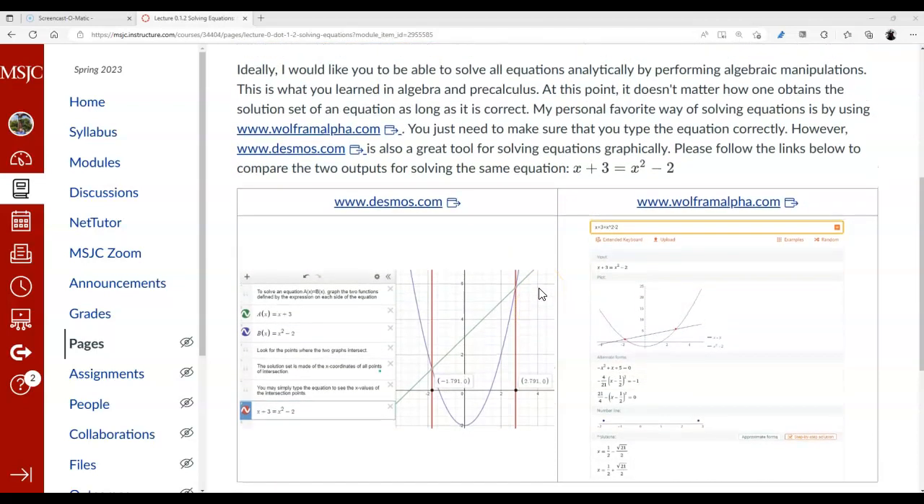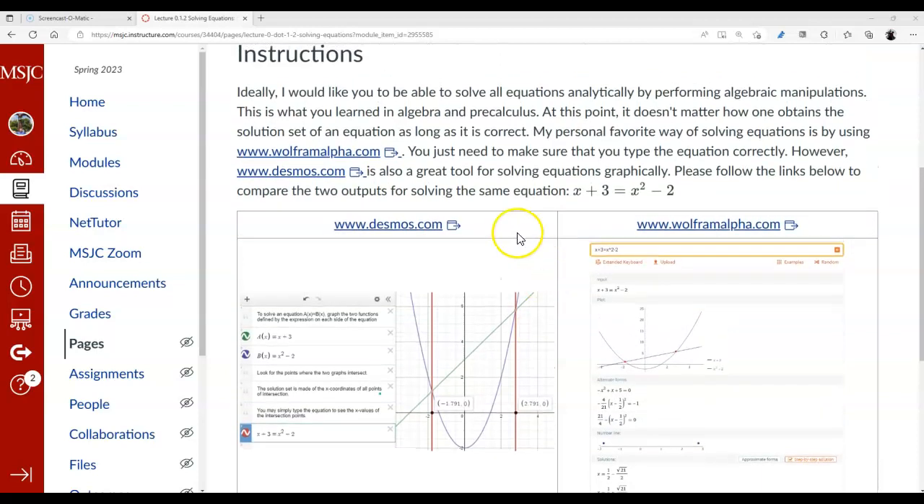Here I give you an example of how to solve an equation using technology in two different ways. One way is as simple as typing the equation in Wolfram Alpha, and the other could also be as simple as typing the equation in Desmos.